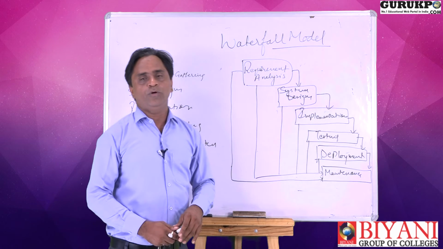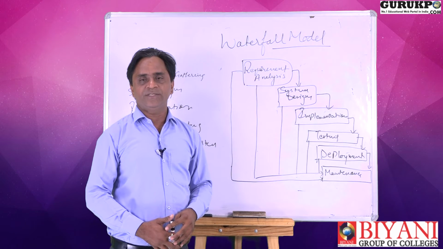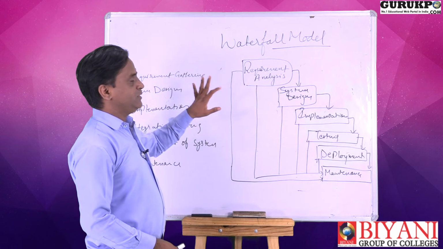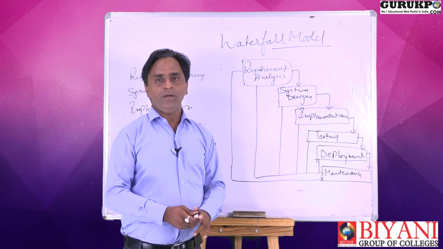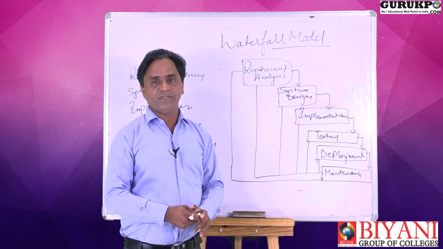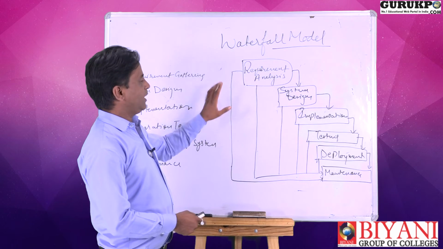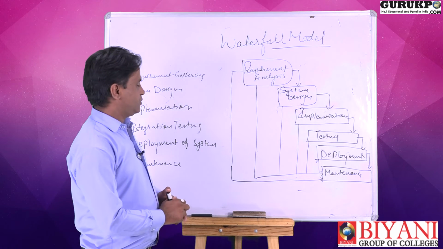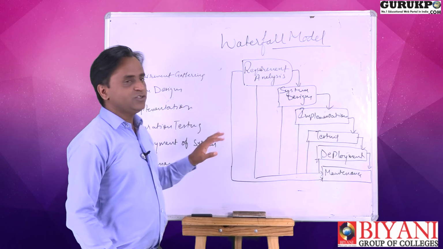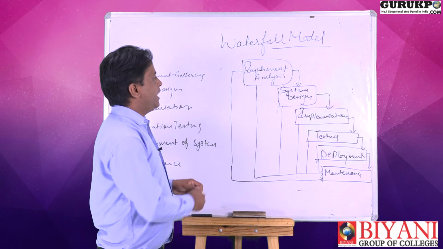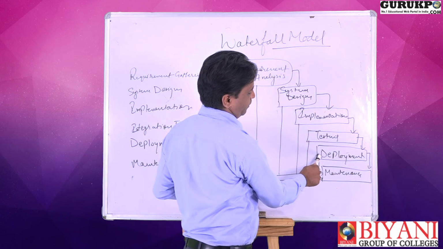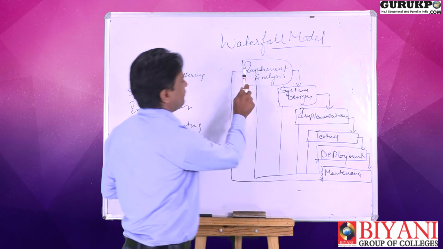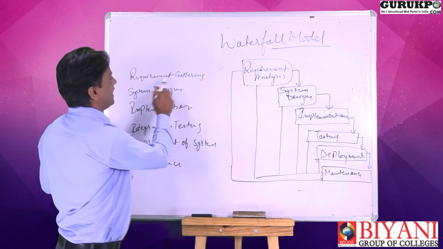The waterfall model is the first approach of the SDLC model, and small software is developed by waterfall model approaches. There are 6 phases used in the waterfall model: requirement analysis, system design, implementation, testing, deployment and maintenance. First of all, we have requirement analysis, requirement gathering.